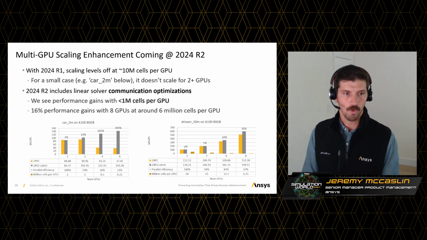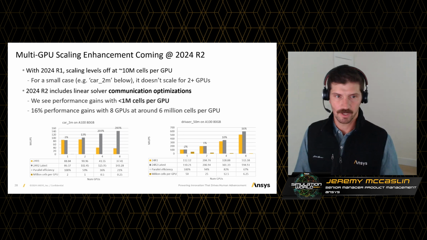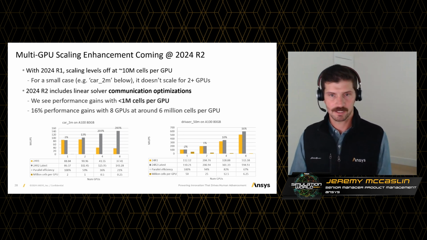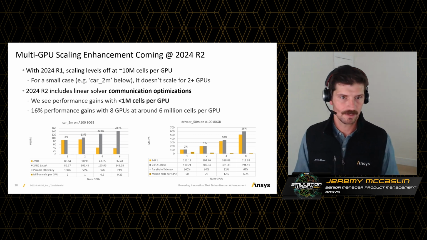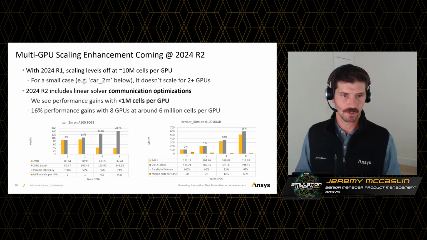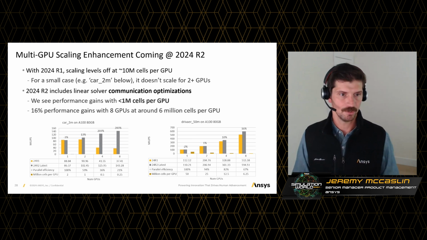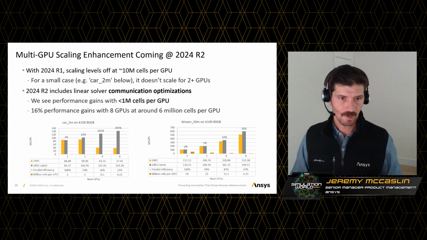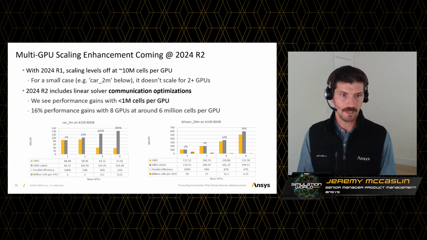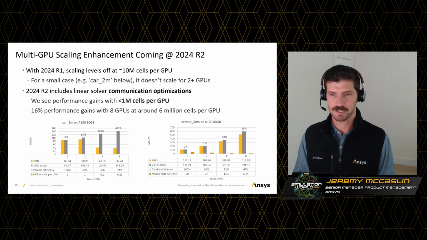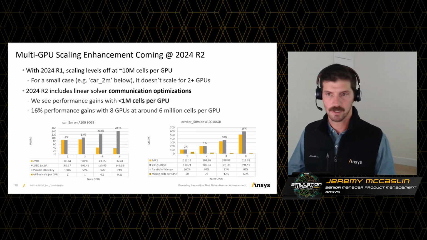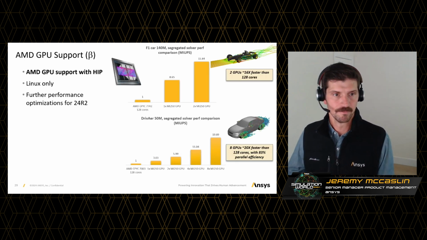At 24R1, we see that scaling was leveling off at around 10 million cells per GPU. So if you're looking at fairly small cases, like in this example, a 2 million cell case, then we see the GPU solver isn't really scaling beyond 2 or more GPUs. At 24R2, with these communication optimizations, we're seeing performance gains in even below 1 million cells per GPU. So that's a significant core functionality improvement that'll be coming at R2 that will benefit all users across the board, regardless of the physics that they're using.